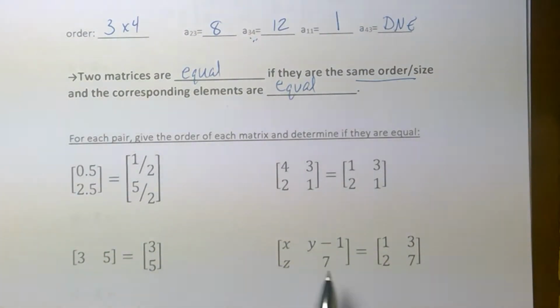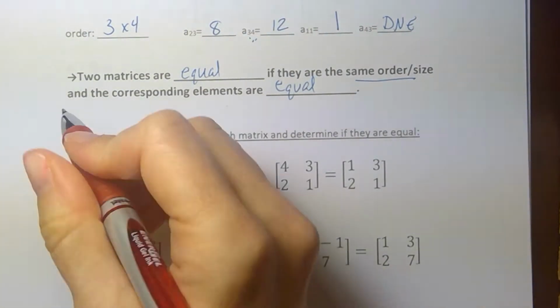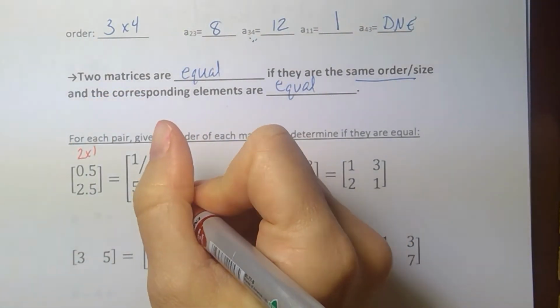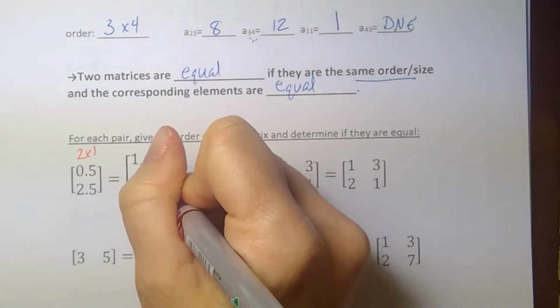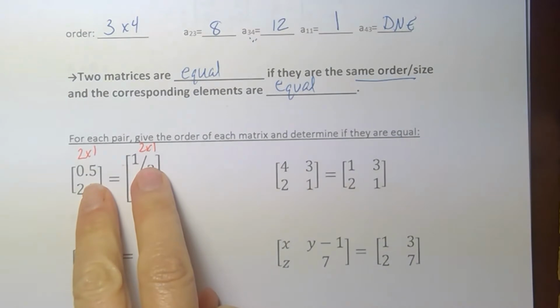I've got 4 different pairs of matrices. Let's see if these pairs are really equal to each other or not. The first one, this size, I have 2 rows and just 1 column. So that's a 2 by 1 matrix. This one has 2 rows, also 1 column. So that's a 2 by 1 matrix. They're the same size, so we're off to a good start.